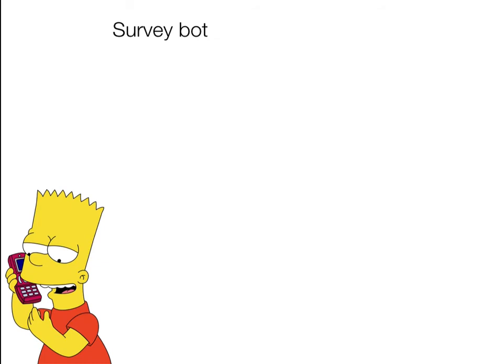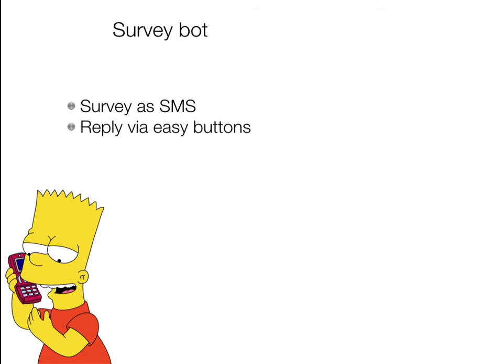The bots we have: a survey bot. So what it does basically is present a survey as SMS and allow you to reply to the survey with easy buttons. What it allows you to do is provide a user with a really easy ability to reply to surveys. So if I get a survey that says go to a link, I will probably hesitate. But if it says something simple like what do you prefer, yes or no, or I have buttons to click on, I probably will click.